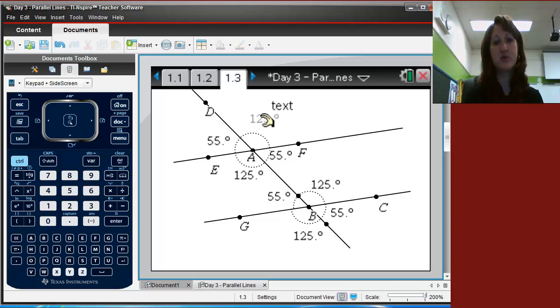And then same thing with the 125s. The 125s are across from each other on the top and the bottom, and they're also in the exact same place when you look from the top 4 to the bottom 4 angles.